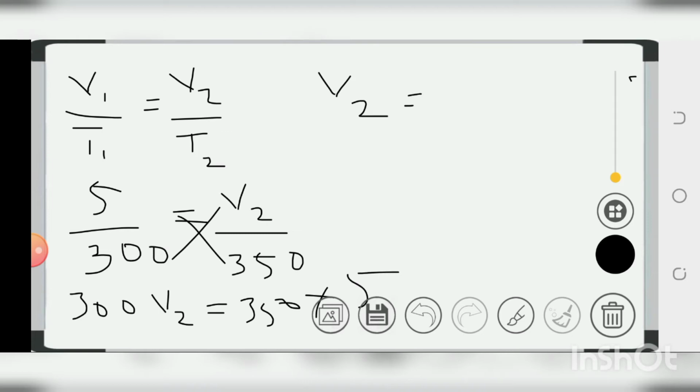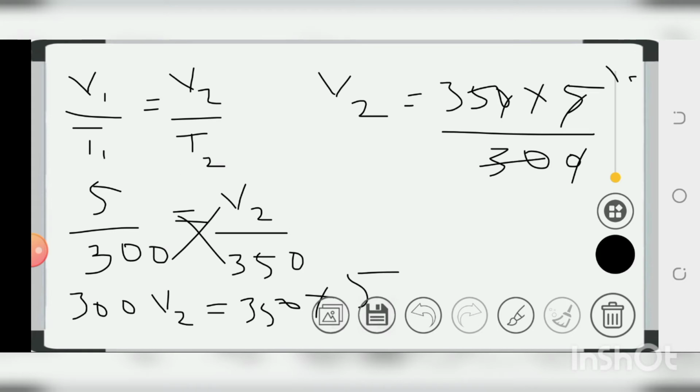Our V2 will become 350 times 5 over 300. After cancelling out, we get 35 divided by 6, which is equal to 5.83 liters. So this is our answer. I hope you understand this calculation.